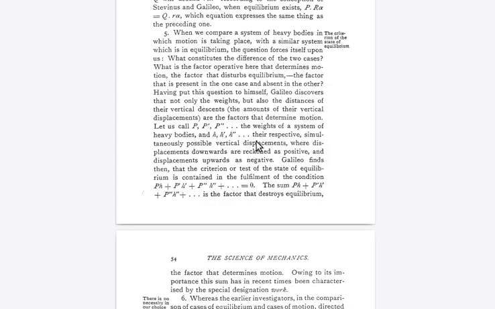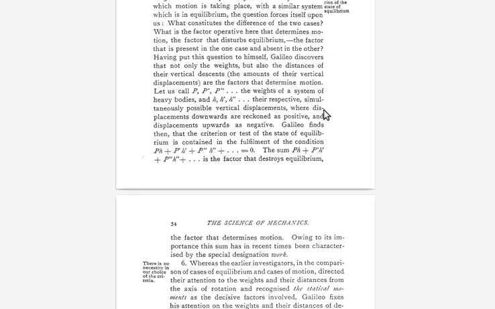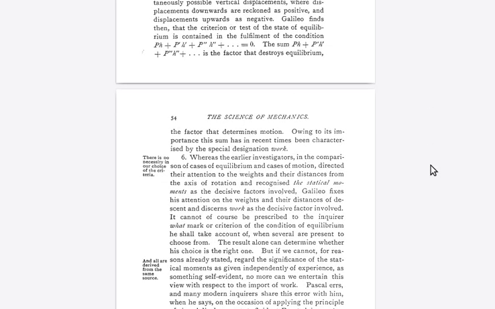Let us call P, P′, P″ the weights of a system of heavy bodies, and h, h′, h″ their respective simultaneously possible vertical displacements, where displacements downwards are reckoned as positive and displacements upwards as negative. Galileo finds then that the criterion or test of the state of equilibrium is contained in the fulfillment of the condition Ph + P′h′ + P″h″ + ... = 0. The sum Ph + P′h′ + ... is the factor that destroys equilibrium, the factor that determines motion.